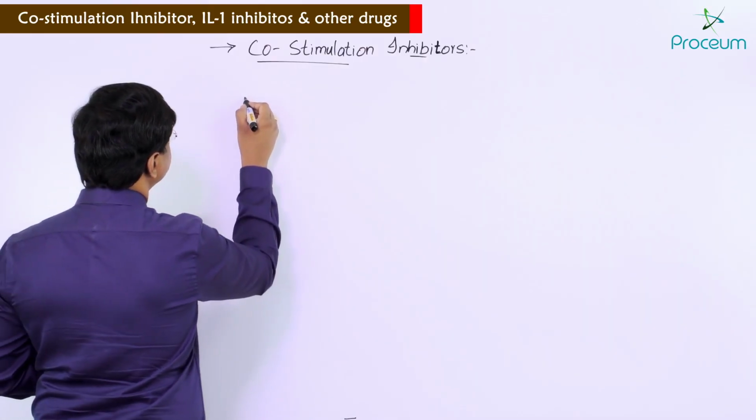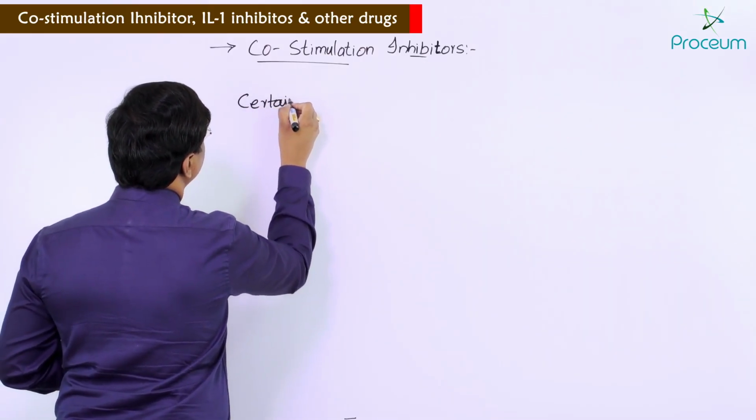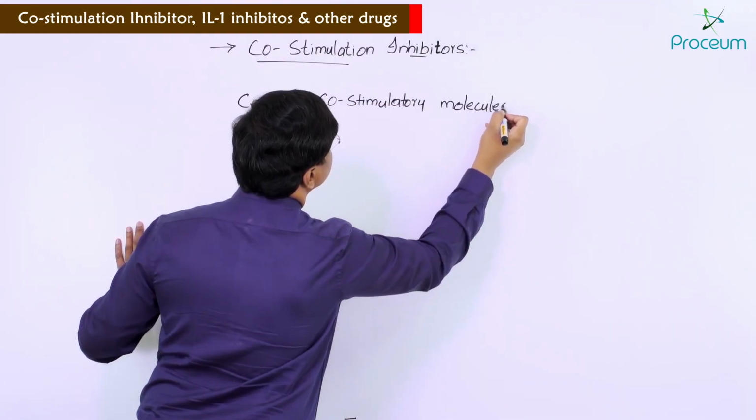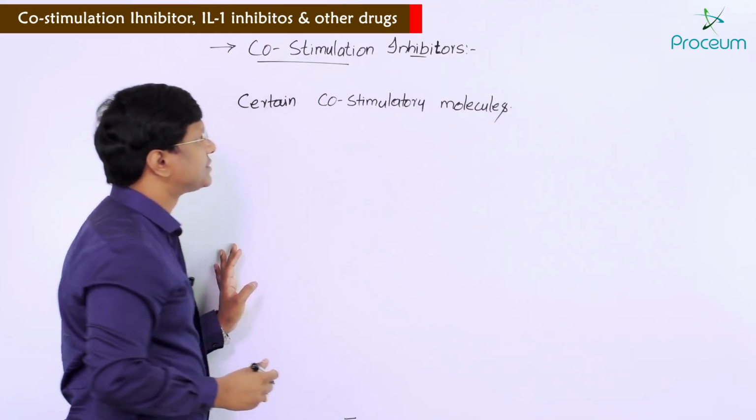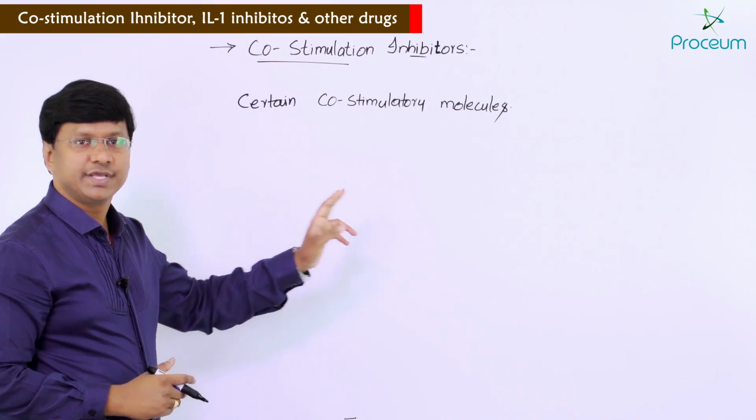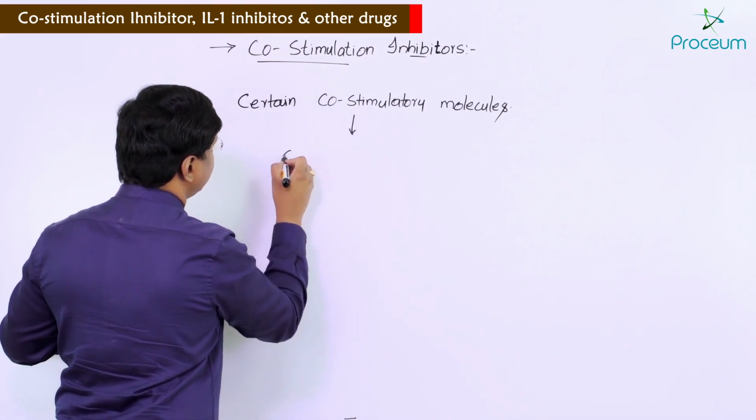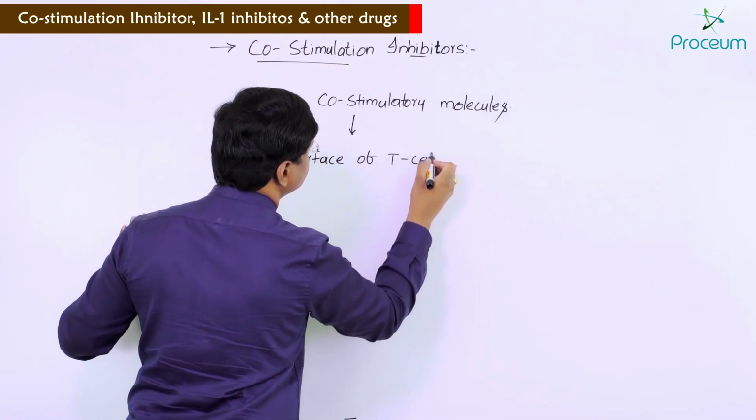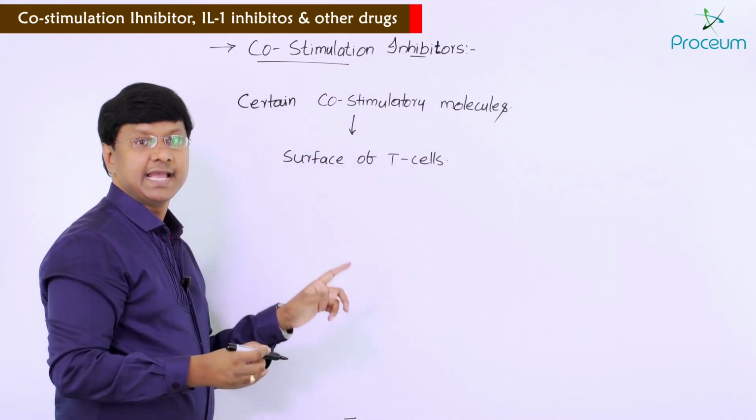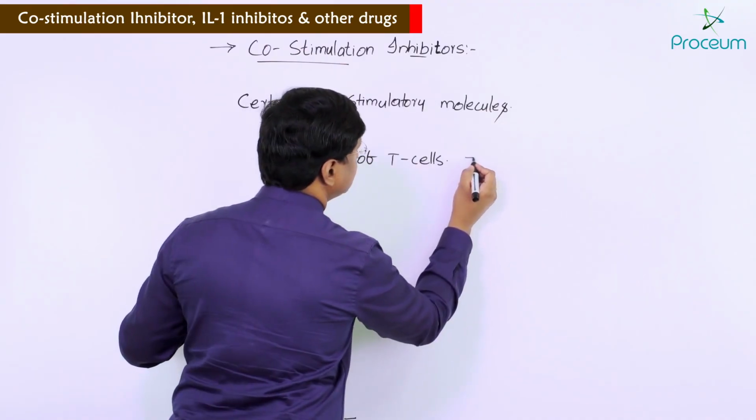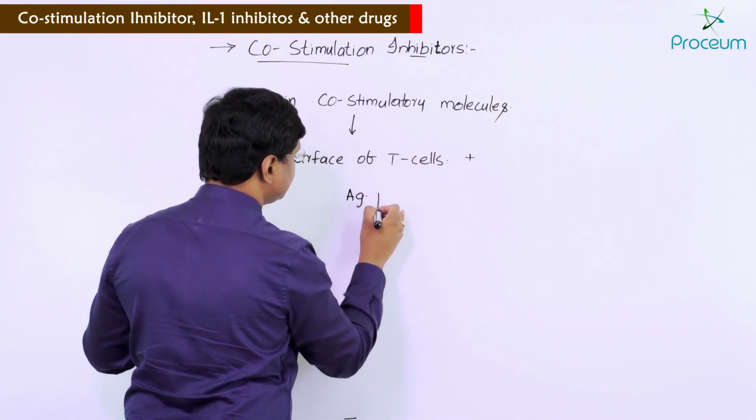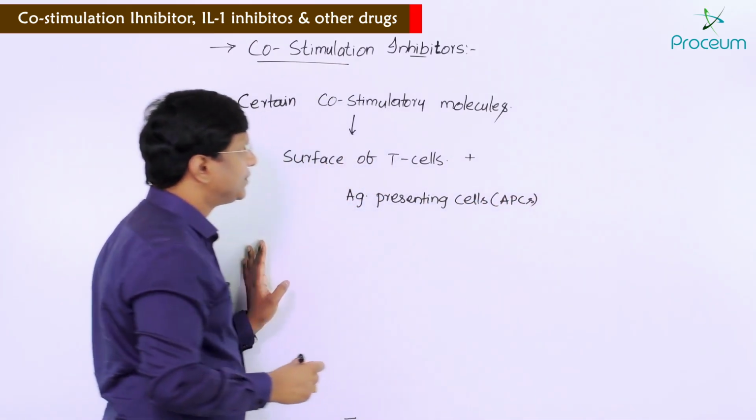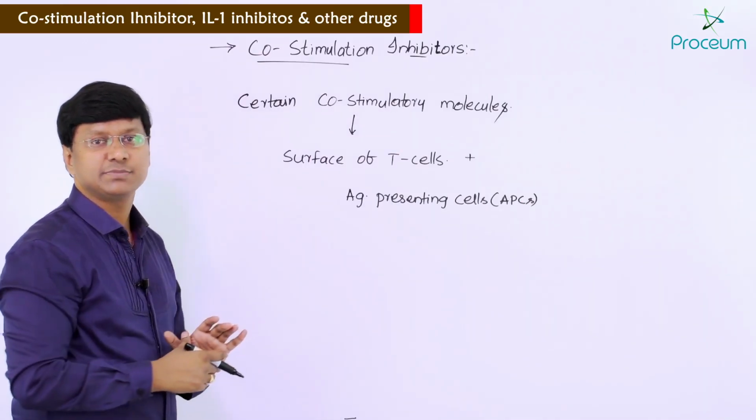Remember, we have certain co-stimulatory molecules. These co-stimulatory molecules are present on the surface of T cells, as well as on the antigen presenting cells. Now let me tell you the drugs and what their mechanism of action will be.